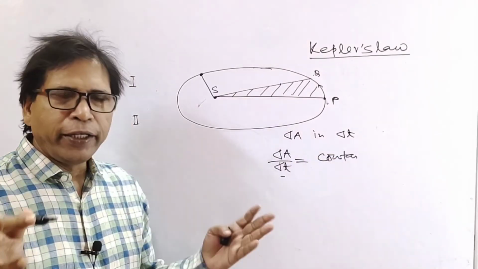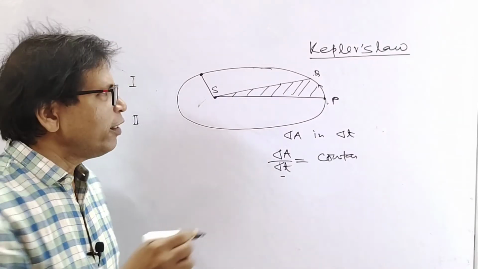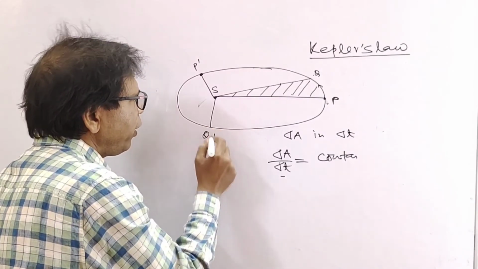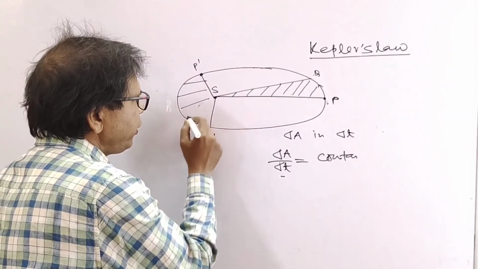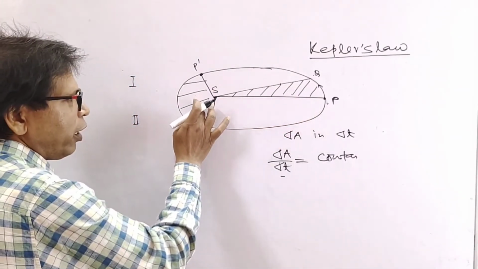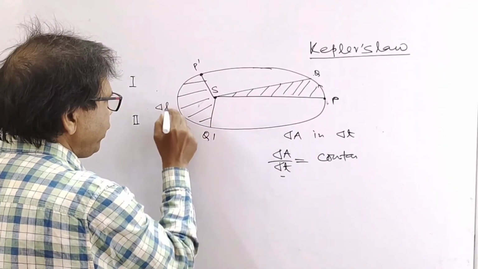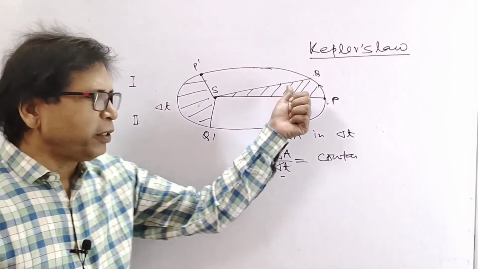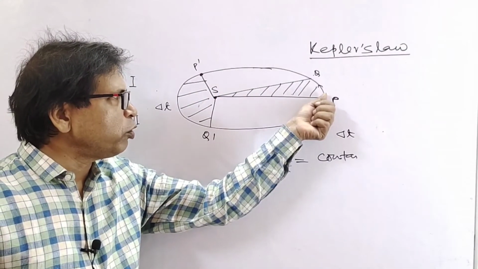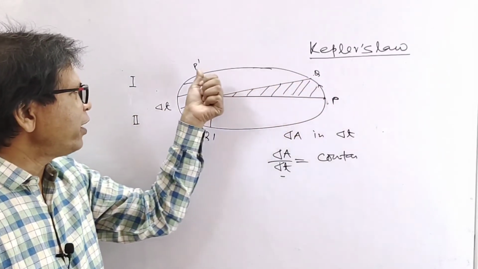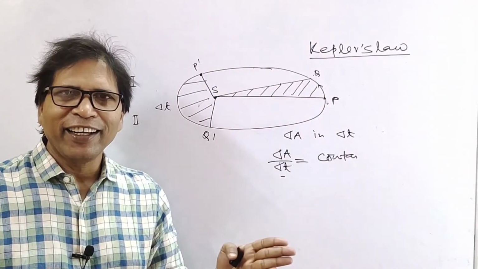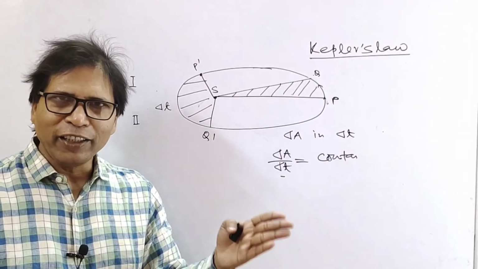Okay, when the planet is closer to the sun, then it moves from P dash to Q dash. So the area swept out by the radius vector is this. So this area is equal to this area if the time delta t is the same. If this area is equal to this area, then the time interval to move from this to this is the same as the time interval to move from this to this. So the closer to the sun, the velocity of the planet is more.